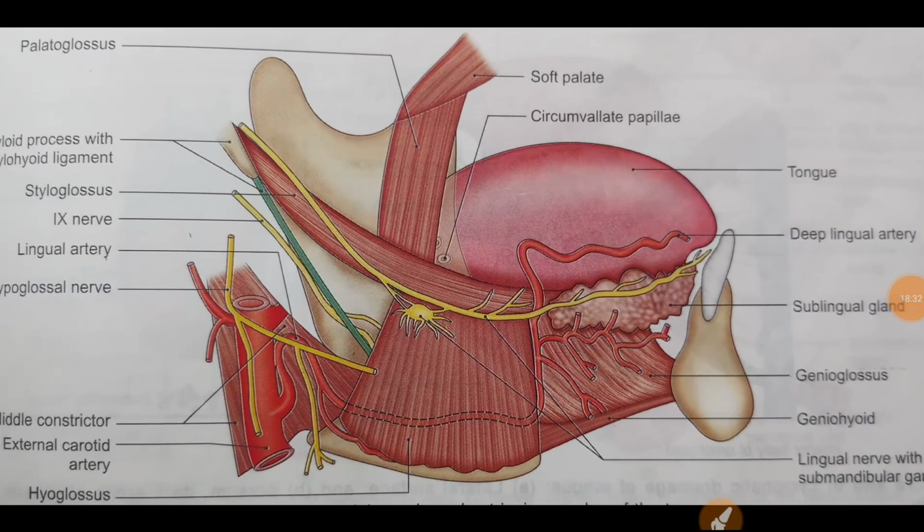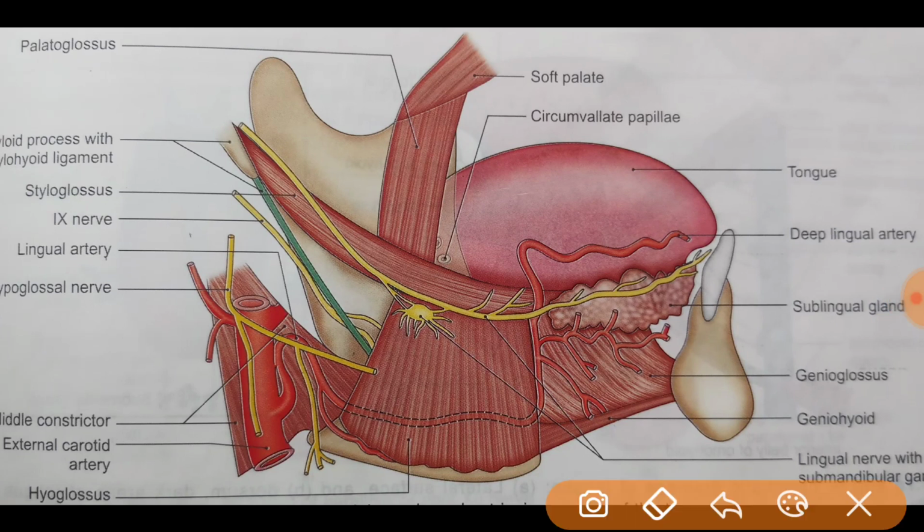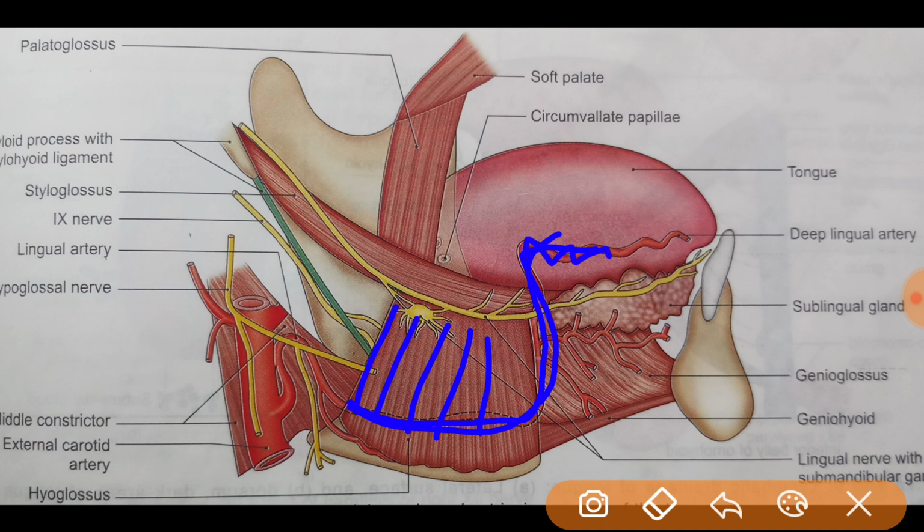You can also see this image. Here you can see the hypoglossal nerve. Underneath there is the lingual artery branch, which is more tortuous, so that the movement of the tongue cannot damage the lingual artery. Another tortuous branch is of the facial artery, which is also tortuous in nature.